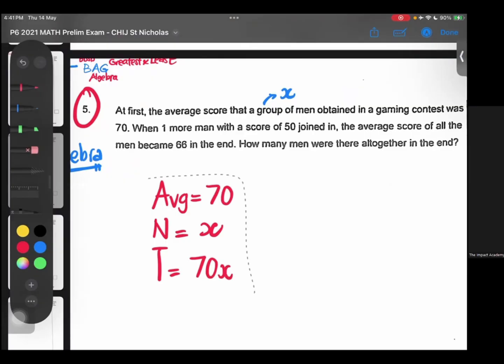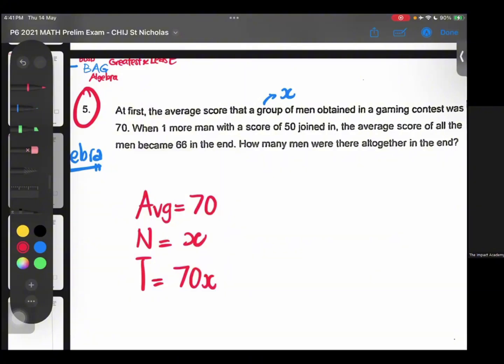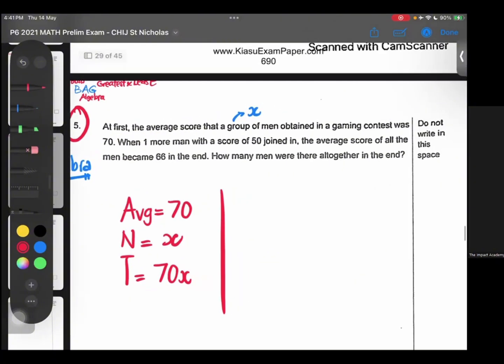Okay. Of course, once you are done with this, you're going to move on to the second half. The second half says that, hey, one more man decided to join. Because this man came, he brought the average down to 66. So I prefer to say the new average. The new average is going to be 66. What's my number of students? One more man joined, so x plus 1, very good.